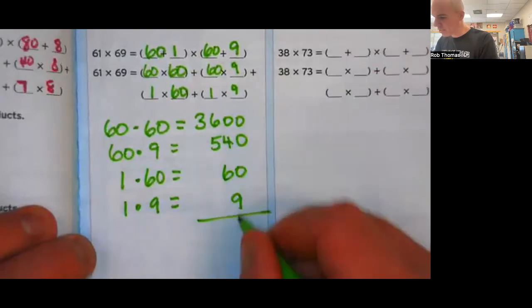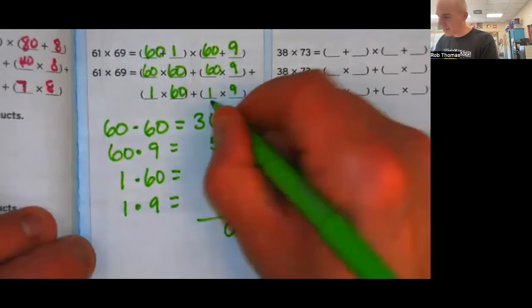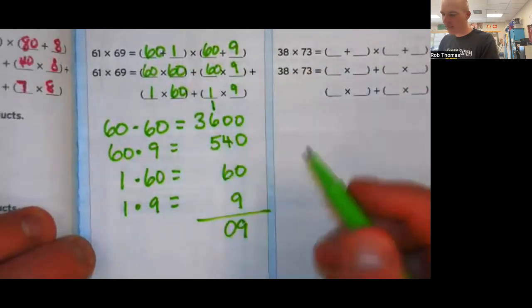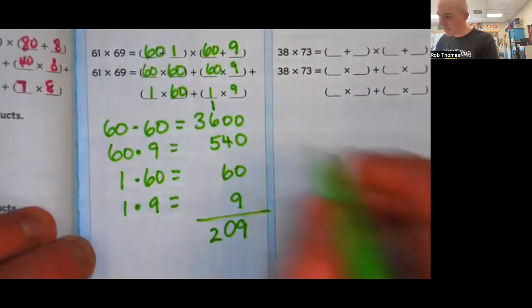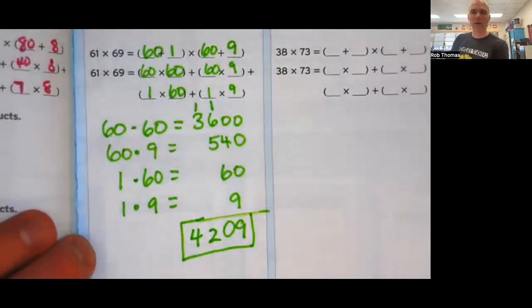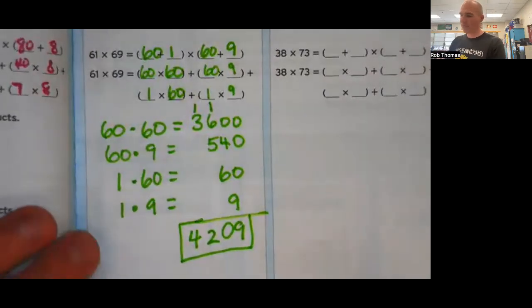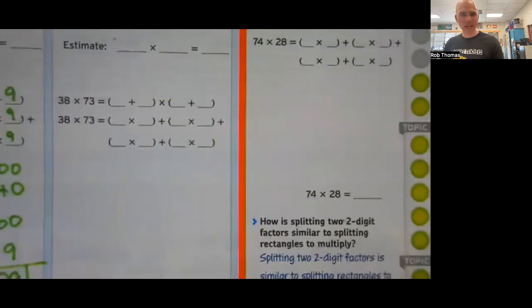We add them all up. Bunch of zeros and a 9. A 4 and a 6 makes 10. Toss that 1 up there. 1 plus 6 is 7, plus 5 is 12. Carry that 1. Looks like we got 4209. Good job if you got that right. These are tough. If you were able to do that and you got that right, good job. All right. And one more.